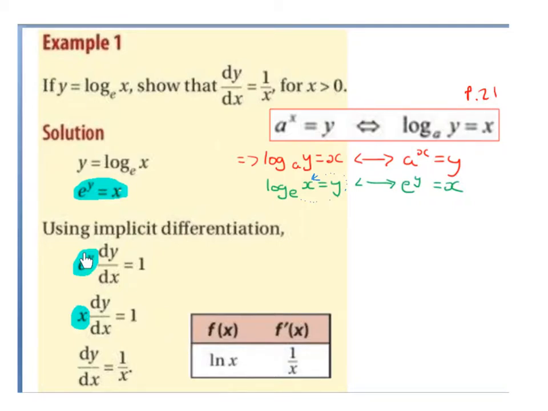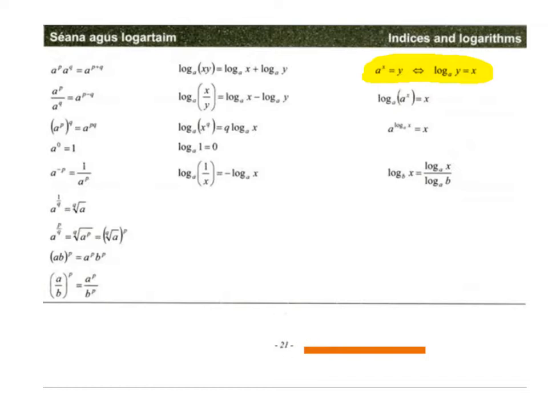So e to the power of y we can swap for x, because we stated that e to the power of y is equal to x up here. So we have x dy/dx equals 1, and then solving for dy/dx, we get dy/dx equals 1 divided by x, which is 1 over x, which is what we wanted. So this is page 21 of our formula book, indices and logarithms, and this is the statement that we just used.